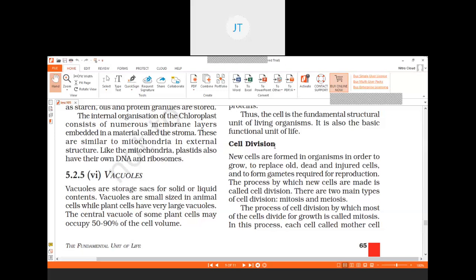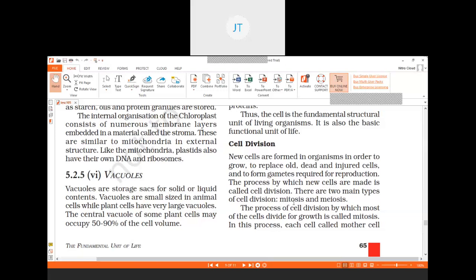One cell division is for the growth of the body, vegetative growth, which means the number of cells of the same type in our body increases. That kind of cell division is known as mitosis. Here you can see the word mitosis.